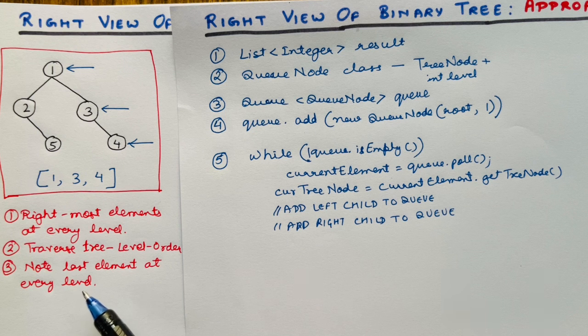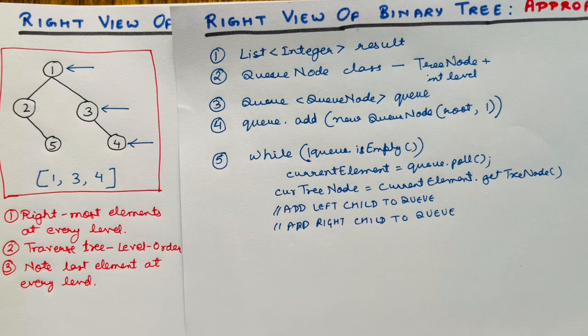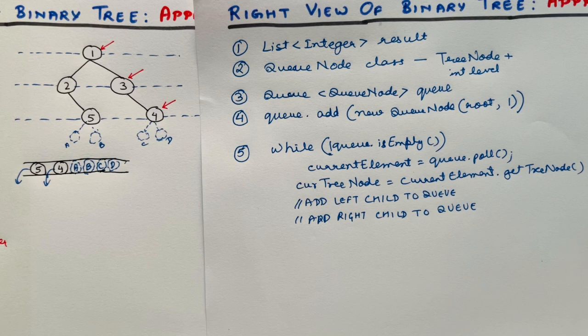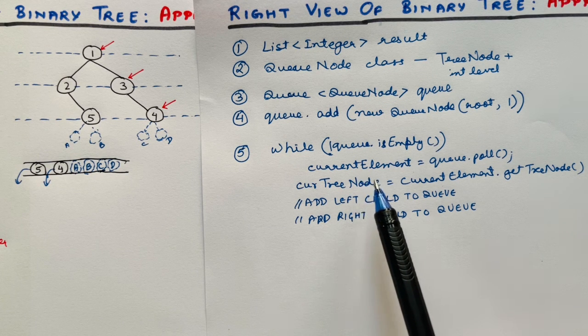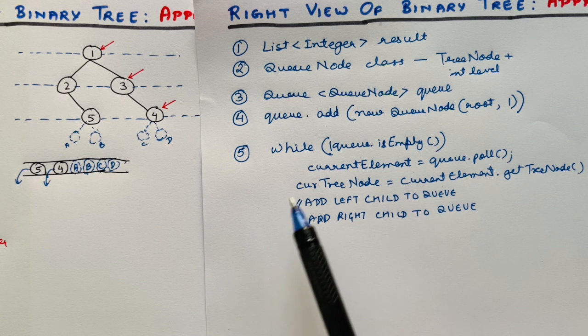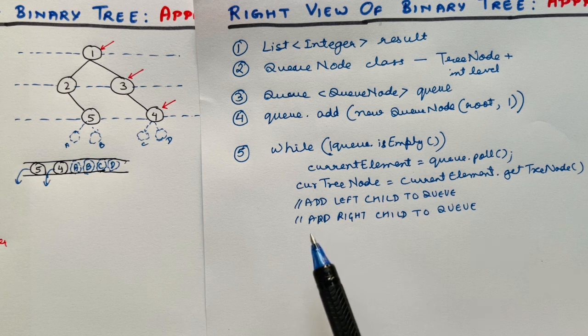But we have to do one more thing. We have to check if this current element is starting a new level. And how will we check that? If the level of the current element is greater than the level of the previous element that we had seen in the queue, that means this current element is starting a new level.